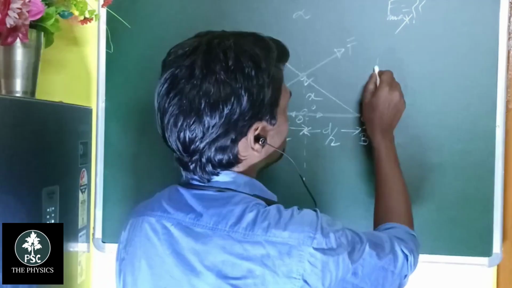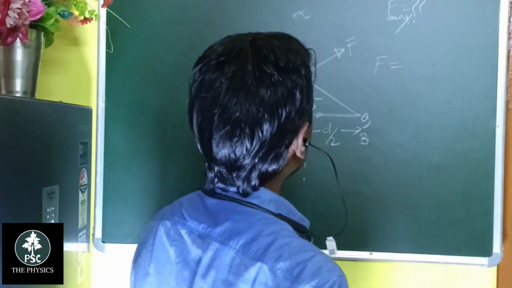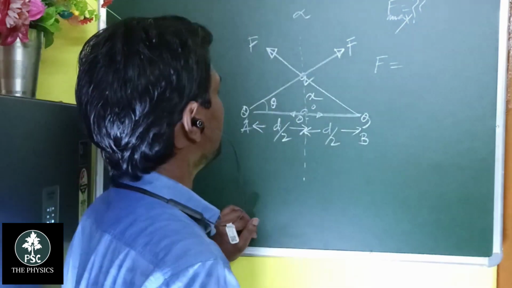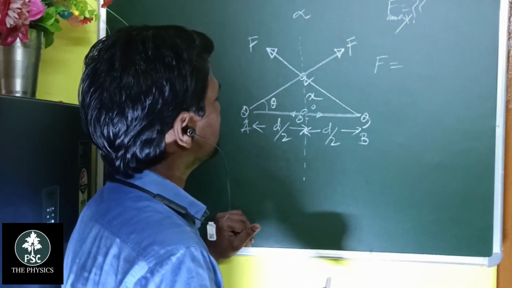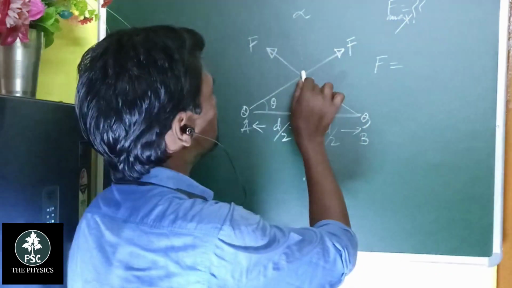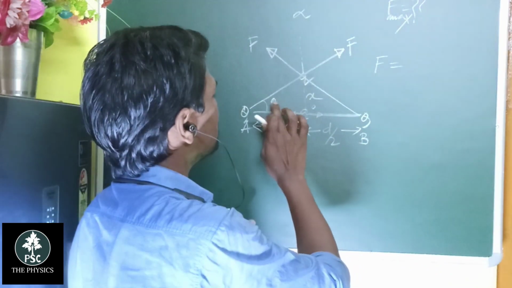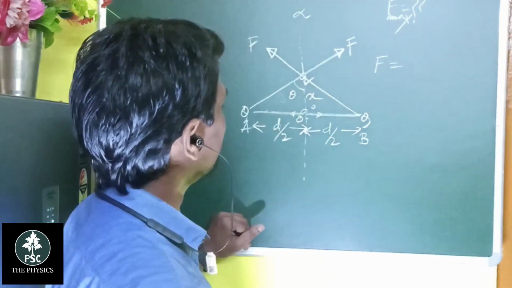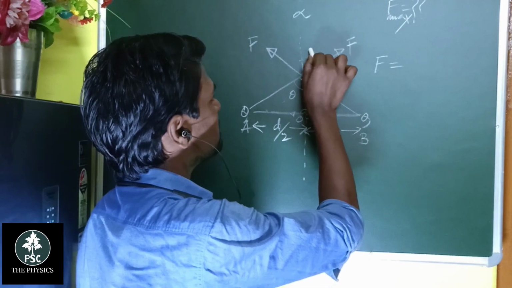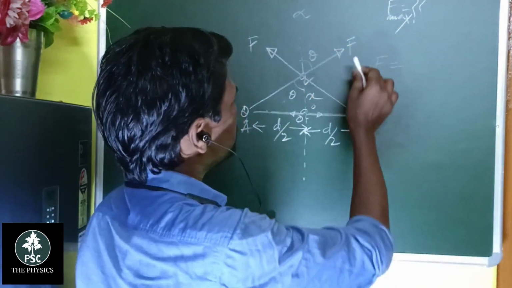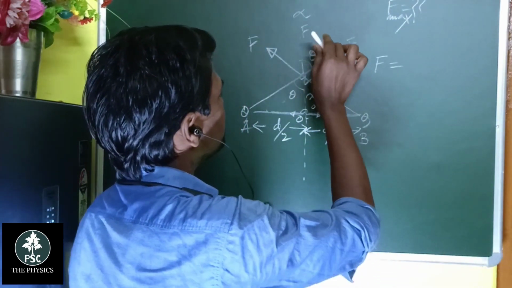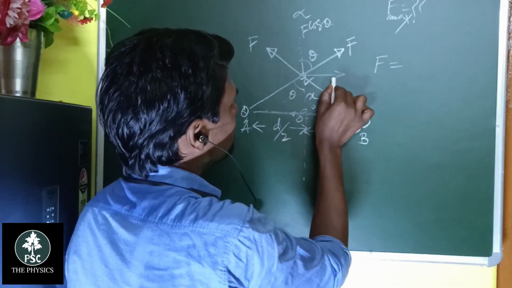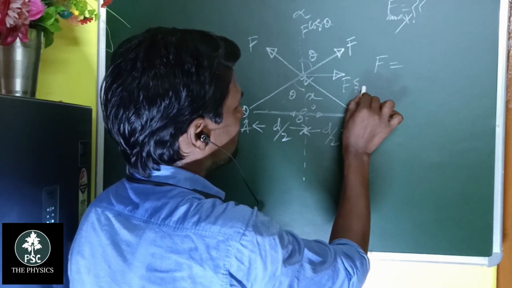So the force F equals this amount. Since this is theta, then this force, and you can take this one as theta, so it will be better for calculation. So this is theta, and this is theta, vertically opposite angle. So since this is F, this is F cos theta, and this one is F sin theta.